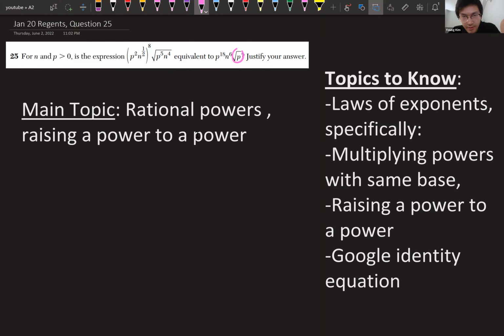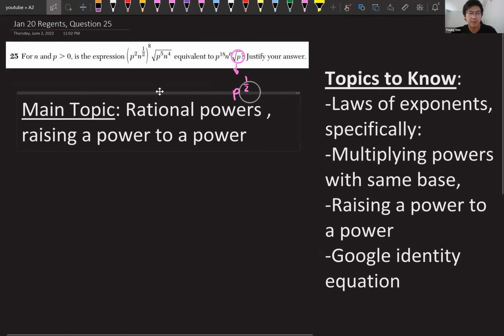Here, square root of p. Let me change this. Okay, square root of p. That's equivalent to saying p to the half. Okay, and have this in mind. It's useful. Okay, and then this thing, right?